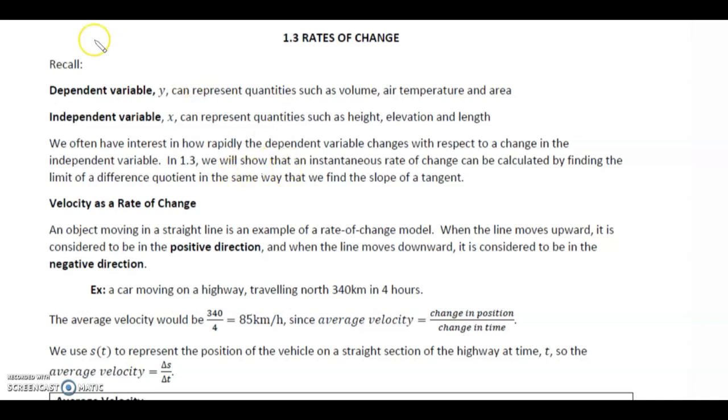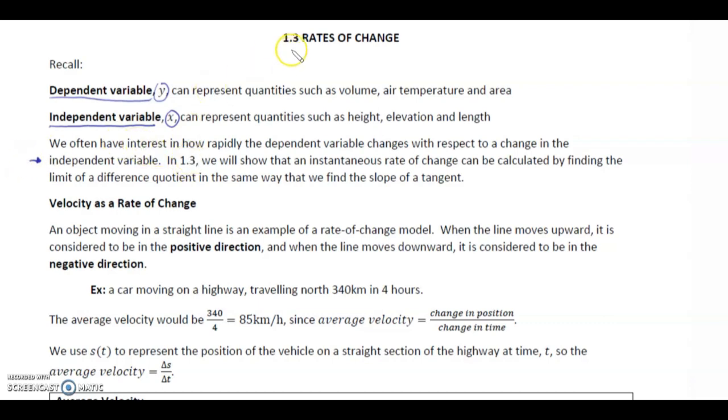1.3 Rates of change. So we're going to recall the dependent variable, usually denoted as y. This can represent quantities such as volume, air temperature, and area. The dependent variable depends on the independent variable. This is the one that we usually control, represented as x. These can represent quantities such as height, elevation, length. We often have interest in how rapidly the dependent variable changes with respect to the change in the independent variable. The independent variable is usually the controlled one.